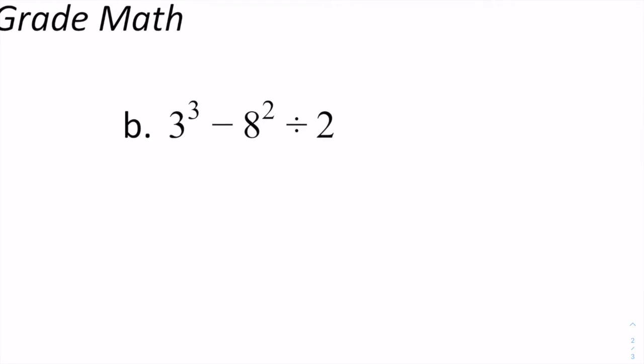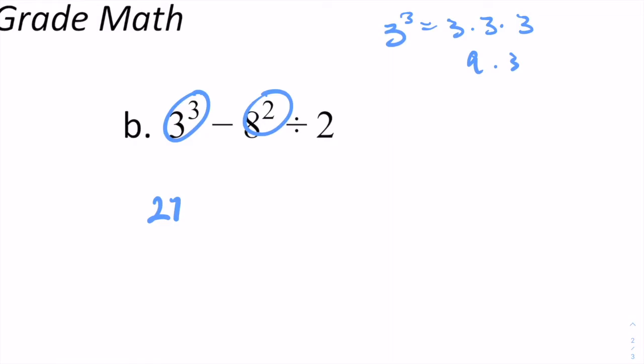So, next example, you do exponents first. 3 cubed, you get 27. Remember, it's not 3 times 3. Always show your work. I forgot to do that. 3 times 3 times 3. 9 times 3, you get 27. So please always show your work when you're dealing with this.